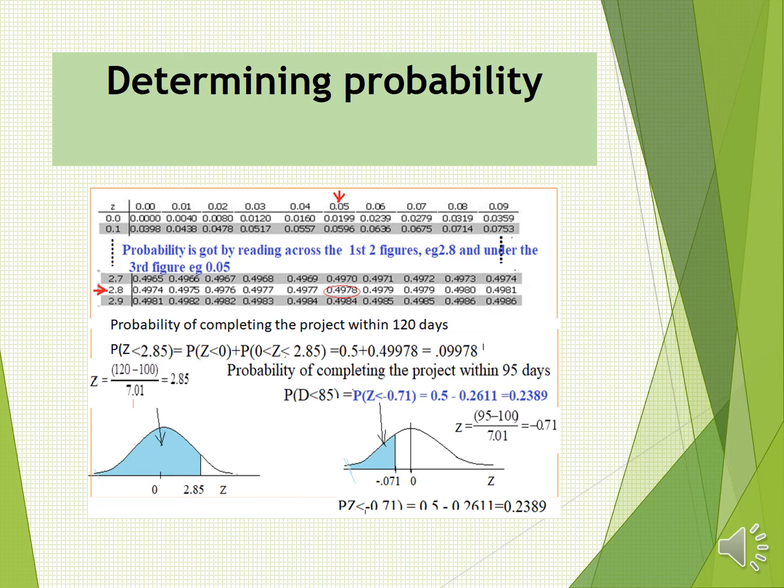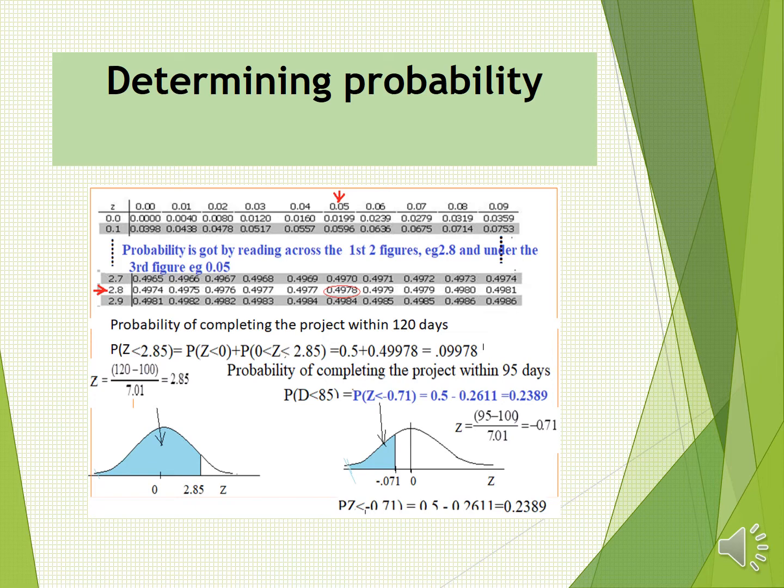But now we are reading probability. So up to 0 we have 0.5 plus the probability from 0 up to 2.85. From the table we have seen that it is 0.4978. So when you add both probabilities, you get 0.9978. Then the probability that it will be completed within 95 days.